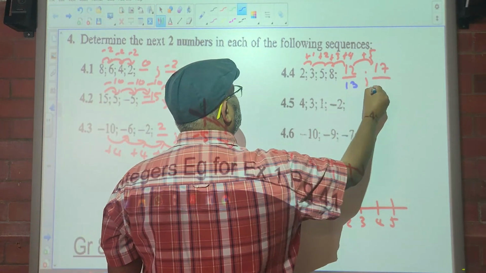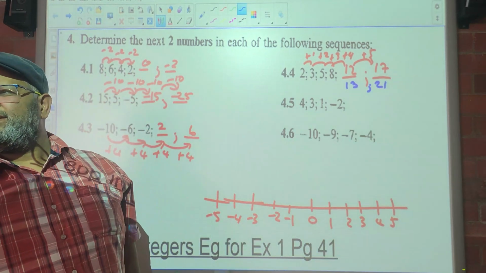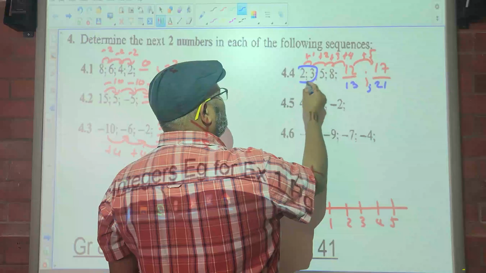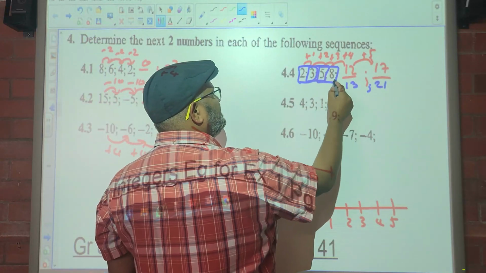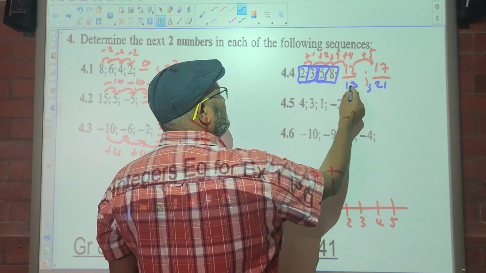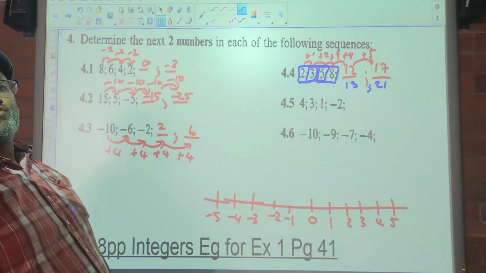Some got 13 and 21. How did you get that? 2 plus 3 is 5. 3 plus 5 is 8. 5 plus 8 is 13. 13 plus 8 is 21. Which is also correct.